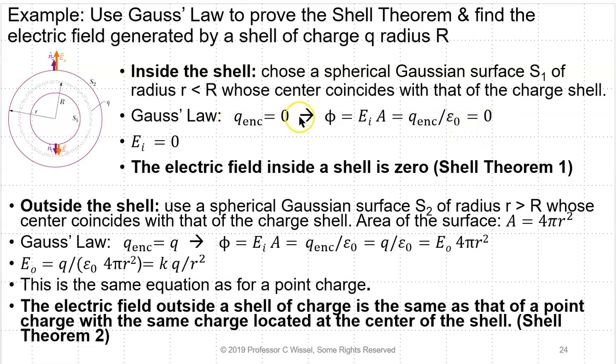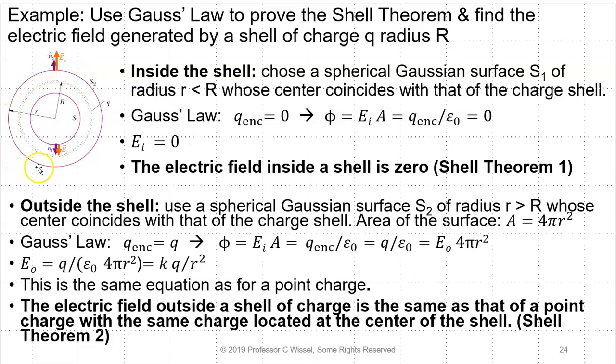Why is Q enclosed equal to 0? Well, the Gaussian surface we picked is entirely inside the shell, and there's nothing inside the shell. There's no charge inside the shell, so that means Q enclosed is equal to 0. So the electric field inside the shell is 0. That's shell theorem number 1.